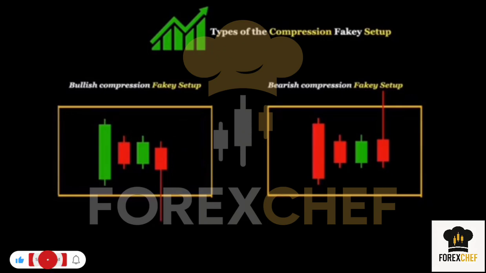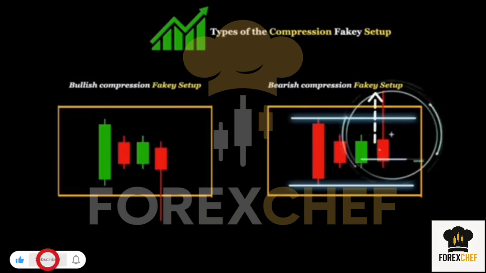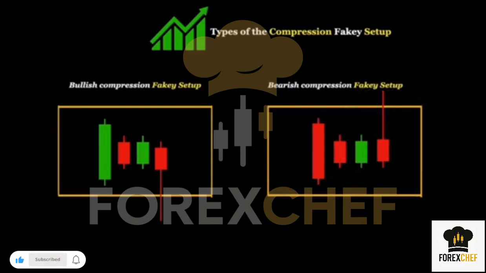Just like before, it starts with a mother bar and one or more inside bars. Then, a candle breaks above the mother bar, sweeping buy-side liquidity, but it closes back inside the range. This is a false breakout to the upside, and it often marks the beginning of a sharp bearish move. In both cases, the compression builds pressure, the fakie sweep clears out retail traders, and smart money takes control for the next leg of the displacement move.